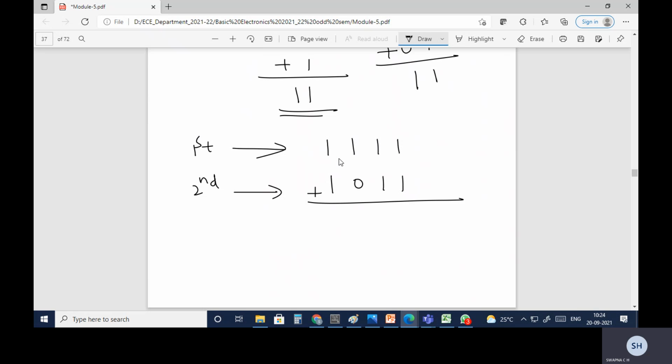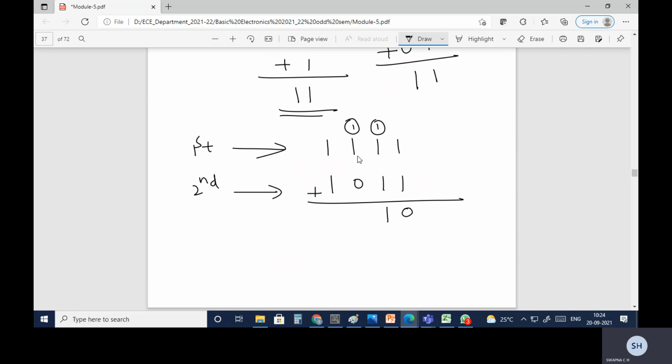How do you add normal decimal numbers? In the same way, you need to add these binary numbers as well. So 1 plus 1 is 10, so sum is 0 and carry is 1. That carry I am writing here. Then 1 plus 1 is 10, and 10 plus 1 is again 11. So I will write 1 here and the other one here.